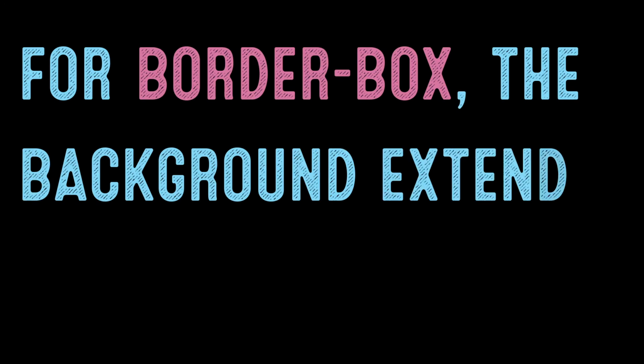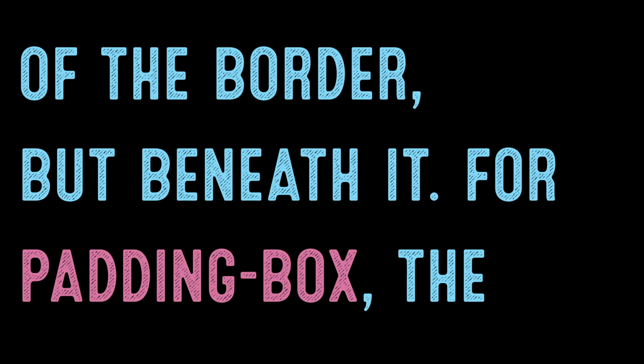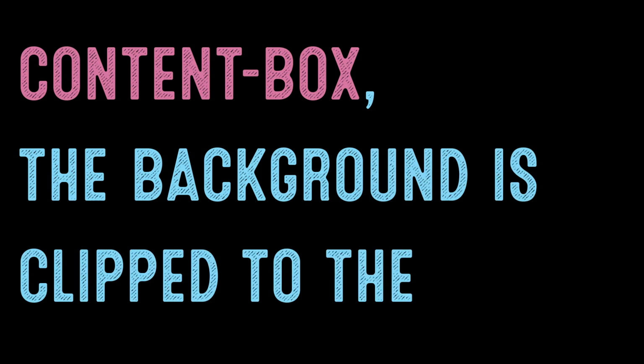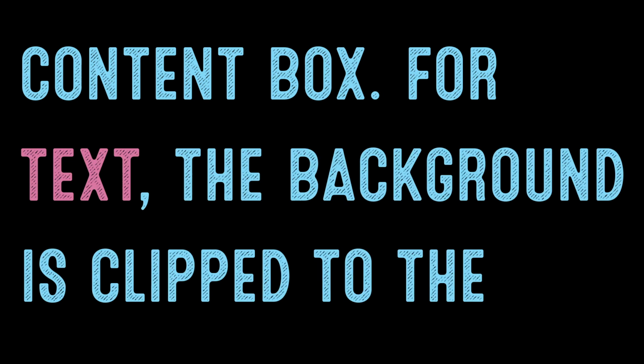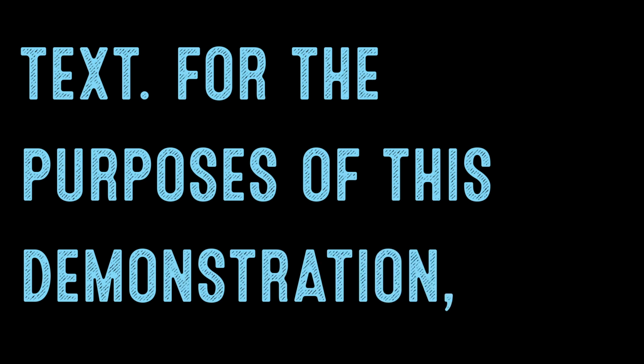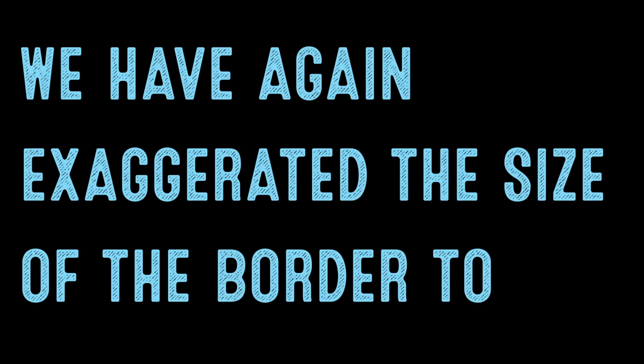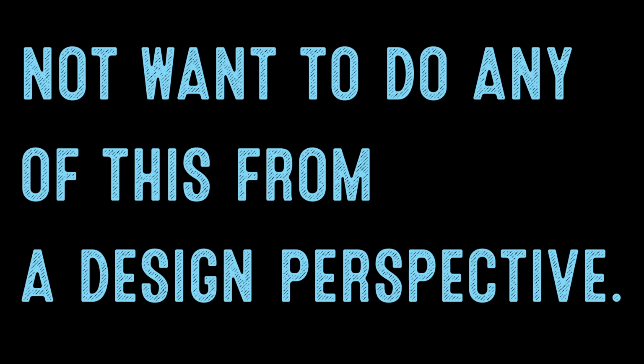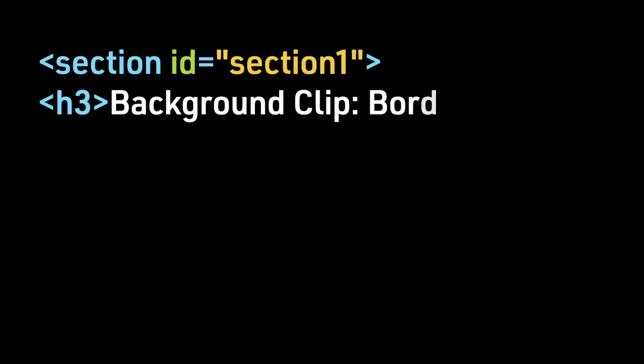For border box, the background extends to the outside edge of the border, but beneath it. For padding box, the background extends to the outside edge of the padding. For content box, the background is clipped to the content box. For text, the background is clipped to the text. For the purposes of this demonstration, we have again exaggerated the size of the border to make the effect more visible. But again, you would not want to do any of this from a design perspective.